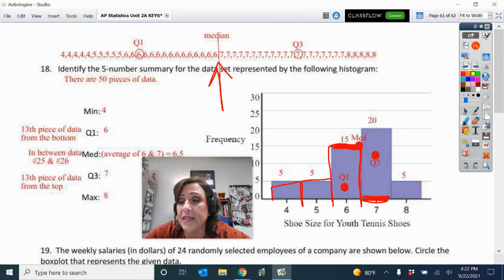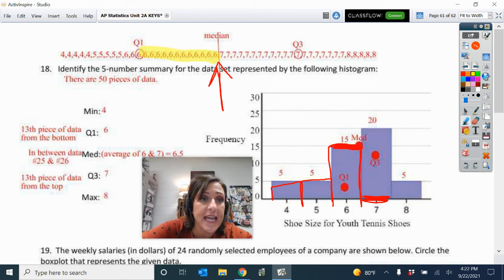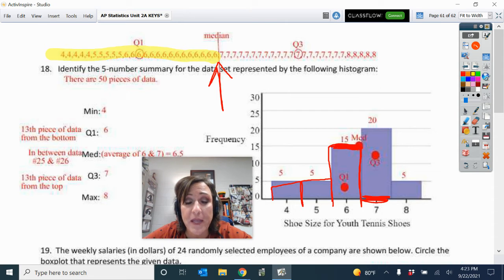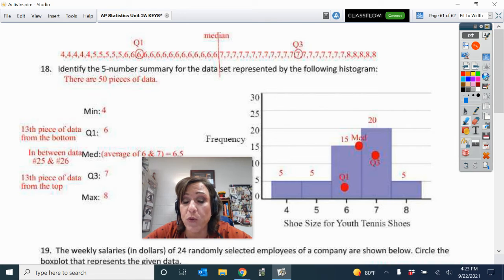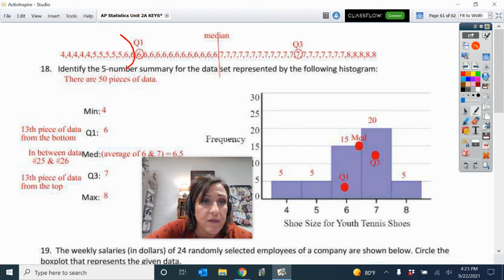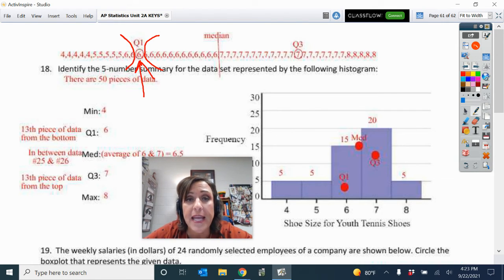So you will get the left quartile. I'm going to take those 25 pieces of data and split it in half, which makes 12 and a half. So 12 and a half means I'm going to put 12 on the lower part, 12 on the upper part, and that 13th one in the middle is the Q1.